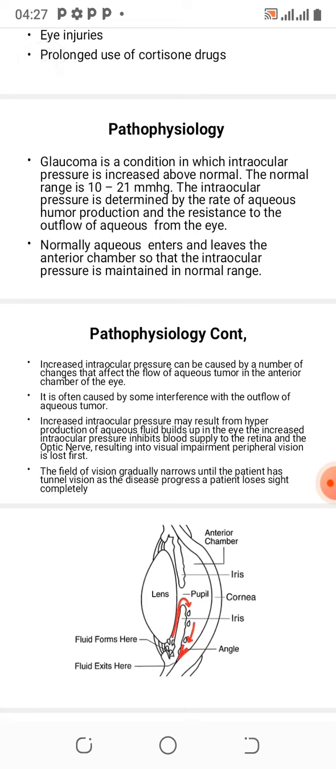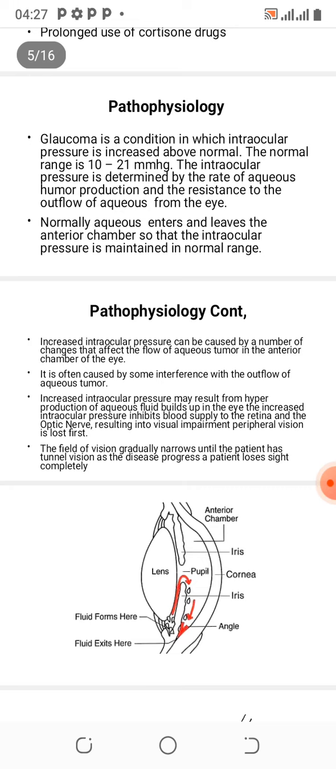Increased intraocular pressure can be caused by a number of changes that affect the flow of aqueous humor in the anterior chamber of the eye. It is often caused by some interference with the outflow of aqueous humor. That's aqueous humor, not tumor. Increased intraocular pressure may also result from hyperproduction of aqueous fluid in the eye. The increased intraocular pressure inhibits blood supply to the retina and the optic nerve, resulting in visual impairment.